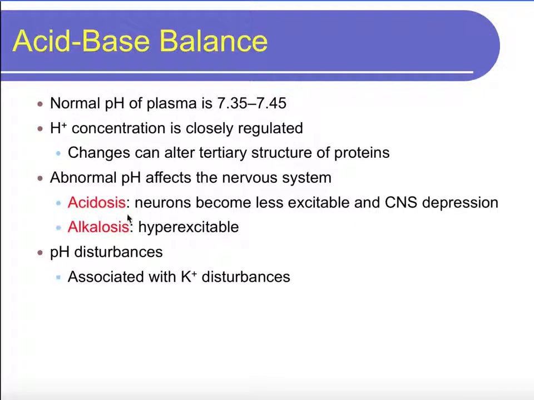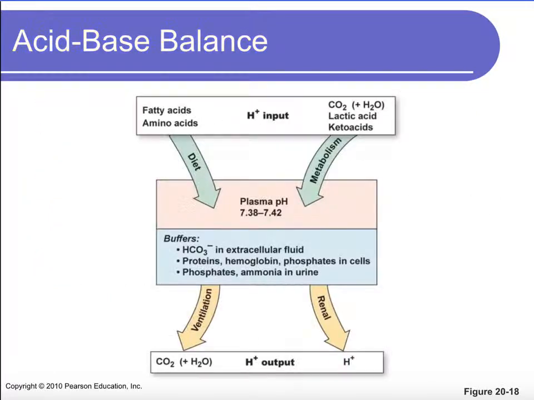On the other hand, if we have alkalosis, we have fewer hydrogen ions than normal, then that means those sodium channels that are normally supposed to be blocked by the hydrogen ions are not. And as a result, we become hyperexcitable. pH disturbances are also associated with potassium disturbances because we have a potassium-hydrogen exchanger. So again, we see how important all of our ions are in our body.